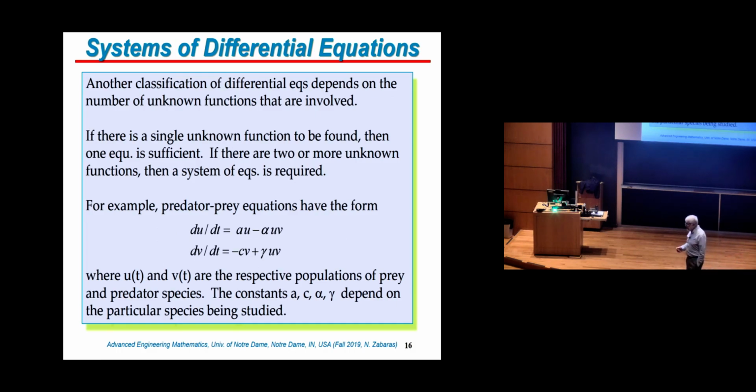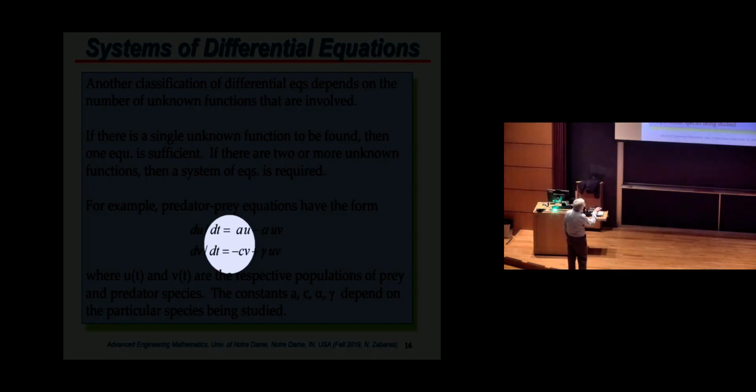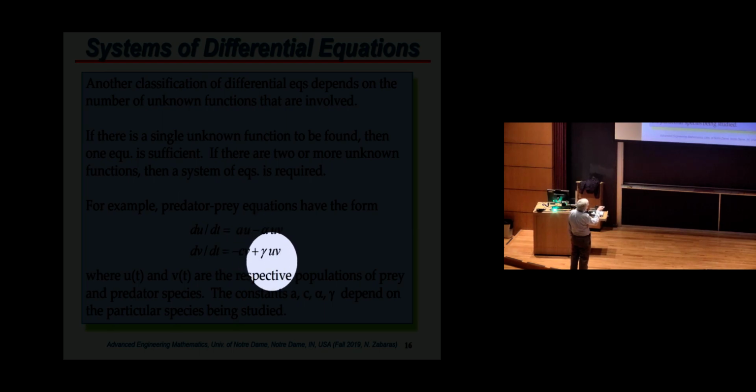And here is a system of ordinary differential equations. So still I have only one independent variable that I call time, but you notice the dependent variables here are two, u and v. And the evolution of u depends on both u and v, and the evolution of v depends both on v and u, okay?